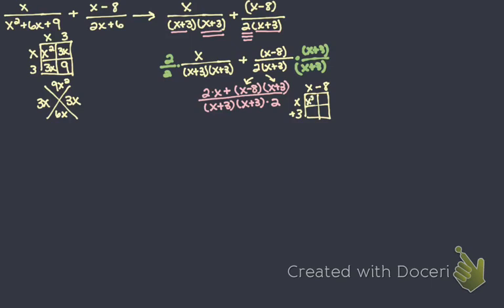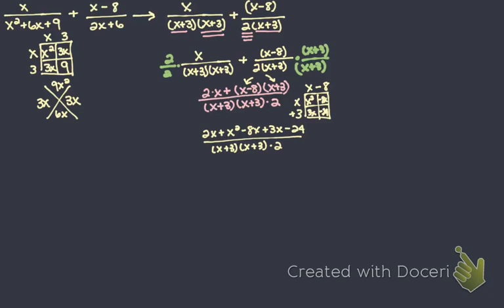So x times x is x squared, negative 8 times x is negative 8x, x times 3 is 3x, and negative 8 times 3 is negative 24. That means that my numerator now becomes 2 times x, which is 2x, plus x squared minus 8x plus 3x minus 24. And then I'm going to leave my denominator in factored form as x plus 3 times x plus 3 times 2. I'm going to continue simplifying this now.